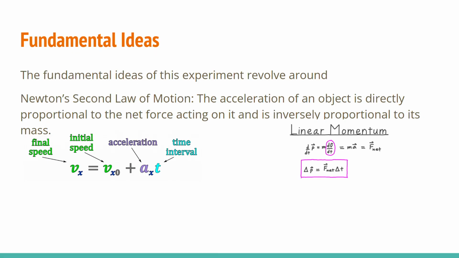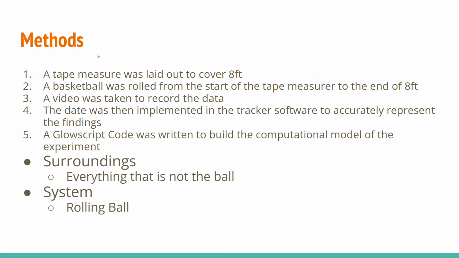The methods used to go through this experiment were a tape measure that was laid out to cover 8 feet, a basketball that was rolled from the start of the tape measure to the end of the 8 feet, and then a video that was taken to record the data of that ball rolling. The data was then implemented into tracker software. This allowed us to accurately represent the findings. And then lastly, a GlowScript code was written to build the computational model of the experiment. In this experiment, the system was the rolling ball, and the surroundings was everything that was not the ball, such as the atmosphere, the floor, the tape measure, etc.